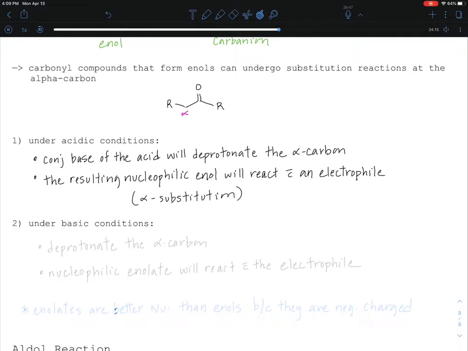We can do this under basic conditions as well, right? We're going to deprotonate first with the base. So the base is going to deprotonate the alpha carbon. And then the nucleophilic enolate will react with the electrophile.